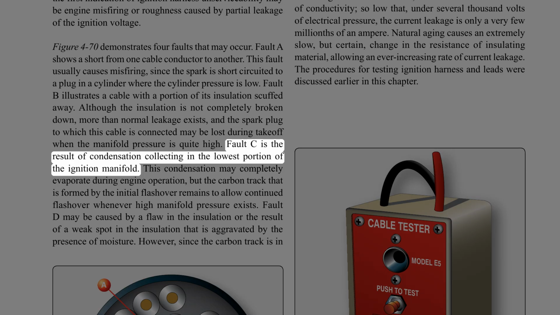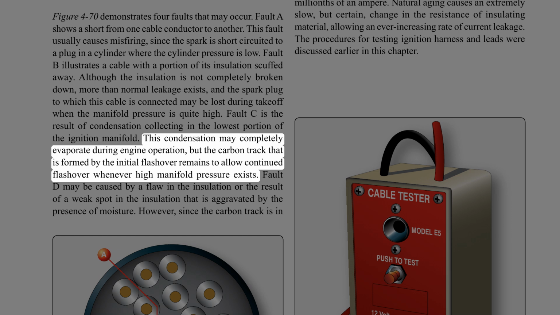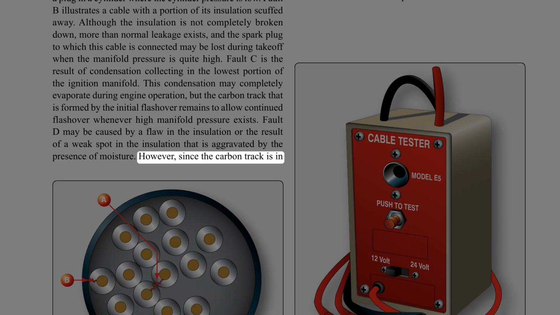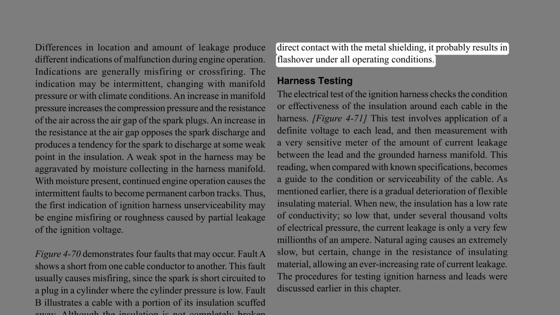Fault C is the result of condensation collecting in the lowest portion of the ignition manifold. This condensation may completely evaporate during engine operation, but the carbon track that is formed by the initial flashover remains to allow continued flashover whenever high manifold pressure exists. Fault D may be caused by a flaw in the insulation or the result of a weak spot in the insulation that is aggravated by the presence of moisture. However, since the carbon track is in direct contact with the metal shielding, it probably results in flashover under all operating conditions.